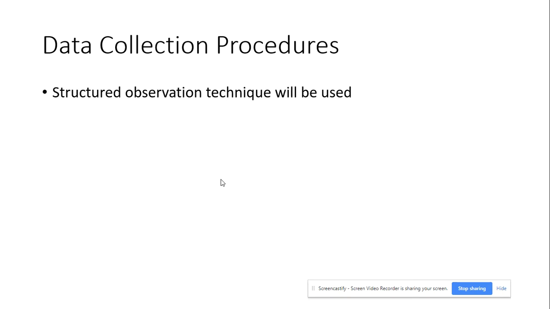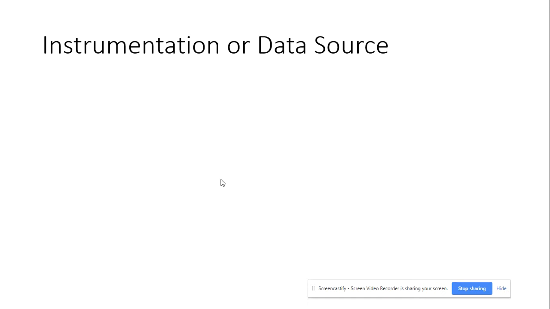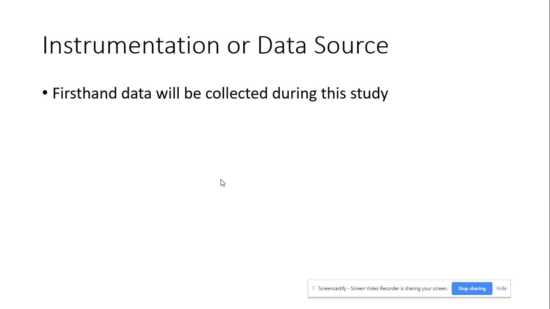For data collection procedures, a structured observation technique will be used to measure the imitation times of the subjects. The purpose is to generate numeric data from the observation, and during the study, the researcher will collect the data using observation sheets, and the teacher will facilitate the learning process. An observation sheet will be developed so that we will collect first-hand data during the study.